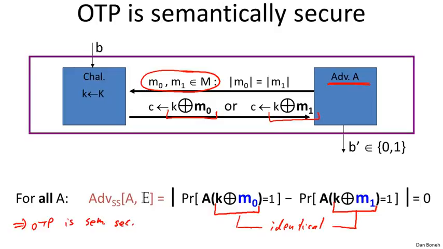Now, the interesting thing here is that it's not only semantically secure, it's semantically secure for all adversaries. We don't even have to restrict the adversaries to be efficient. No adversary, no matter how smart you are, will be able to distinguish K XOR M0 from K XOR M1, because the two distributions are identical. So the one-time pad is semantically secure. That completes our definition of semantic security. The next thing we're going to do is prove that a secure PRG in fact implies that the stream cipher is semantically secure.